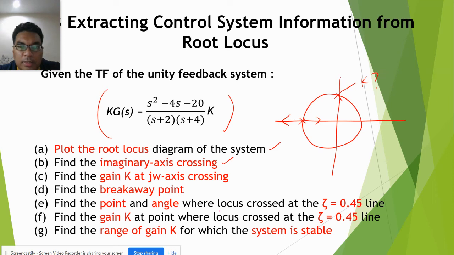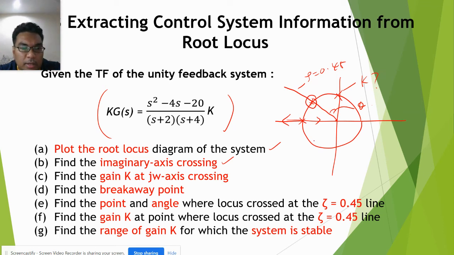Then the points and angle where the root locus is at damping ratio equals 0.45. By using the s-grid, you can generate the line where the damping ratio equals 0.45, and you can find the value here. So you can determine the points and also the angles, the theta here. And find the k gain at the point where the locus crosses. You can also extract the k value here.